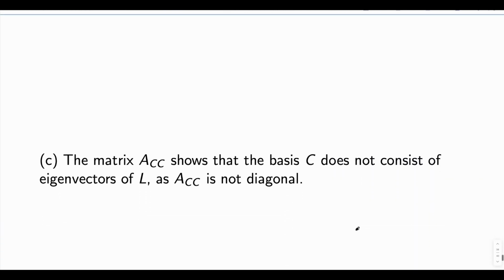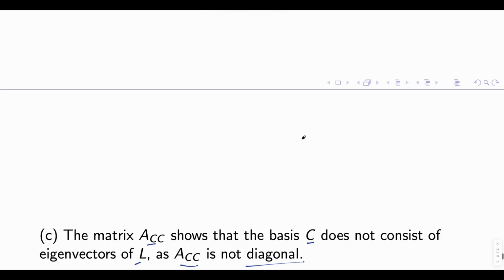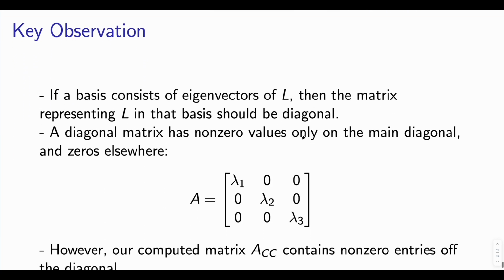Now part C: the matrix A_CC shows that the basis C does not consist of the eigenvectors of L, because A_CC is not a diagonal matrix. See here, this is not a diagonal matrix, right? So what is the key observation? If a basis consists of eigenvectors of L, then the matrix representing L in that basis should be diagonal, right? But this matrix is not diagonal, so the basis C does not consist of eigenvectors of L.